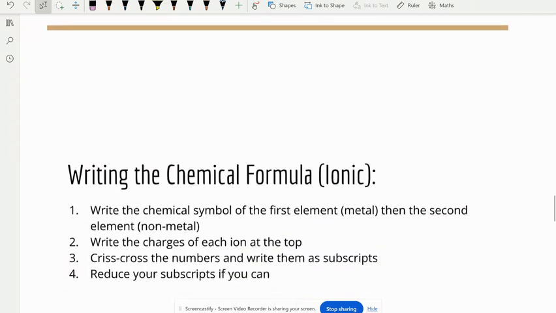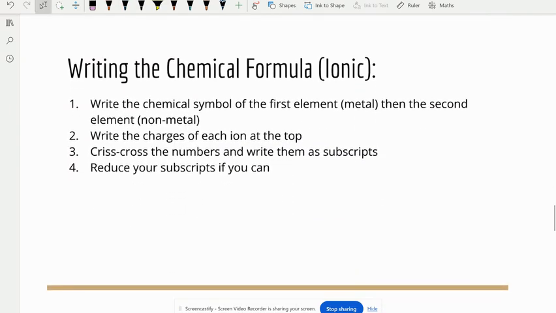Let's try going the other way around. So when you see a chemical name, you should also be able to write the chemical formula. So let me go over the rules first, and then I'll show you how to do it.